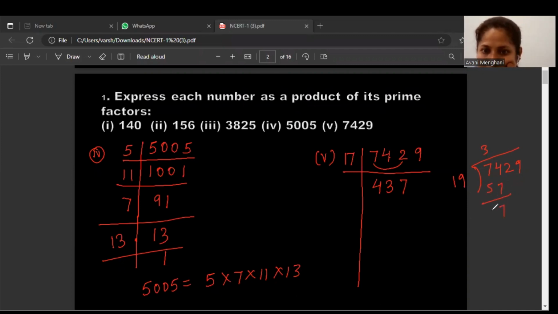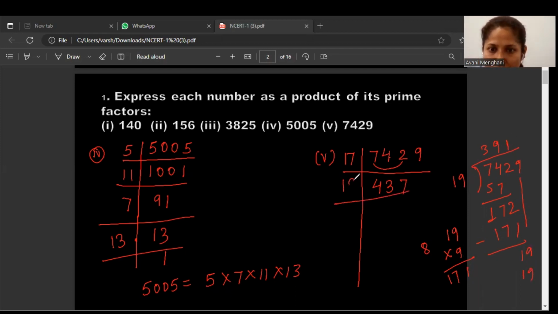14 minus 7 is 7, and here 1, then bring down 2. 19 times 9 is 171, I think, yeah, 171. 1 is left, bring down 9, and yes, 19 ones are 19. Oh, what am I doing? I'm dividing 7429 by 19. No, I was not supposed to do this.